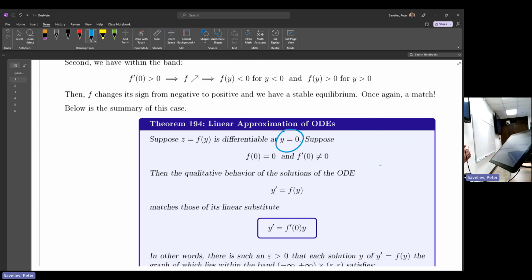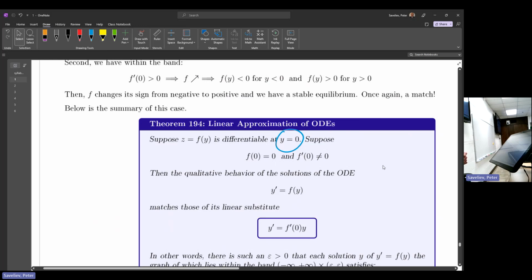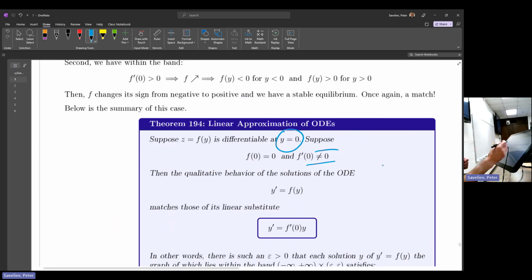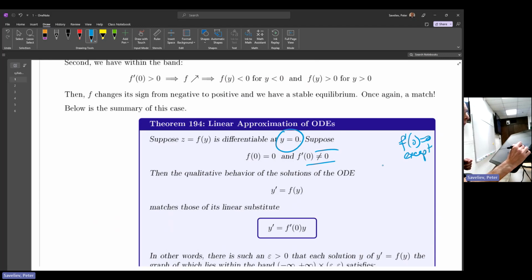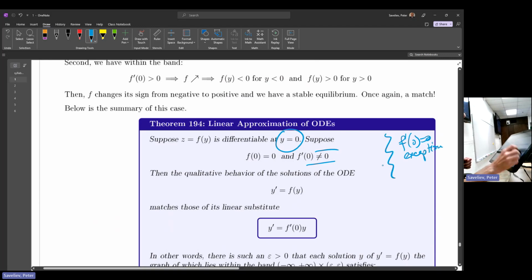You'll see that in higher dimensions, it's even more inevitable. So f of 0 is equal to 0, and f prime of 0 is not equal to 0. That, by the way, is the worrisome possibility. What if the derivative is equal to 0? Then what happens? This is an exceptional situation. If f prime of 0 is equal to 0, it's an exception when things fail nonetheless.